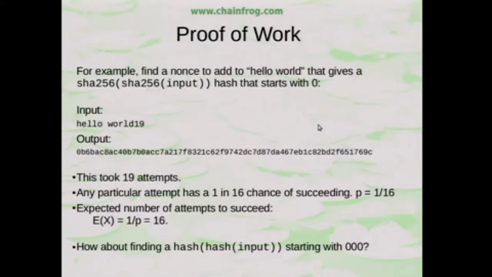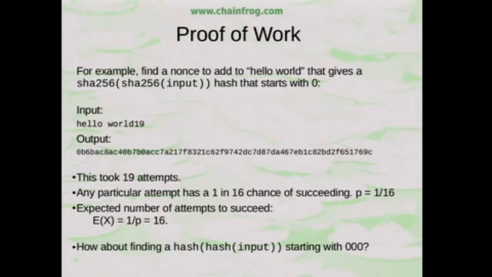So there we go. That was a proof of work. I proved that I had 19 goes at finding a hello world message that had a hash starting with a 0. And you can look at the probability of how long you expect it to take. You expect it to take about 16 goes.